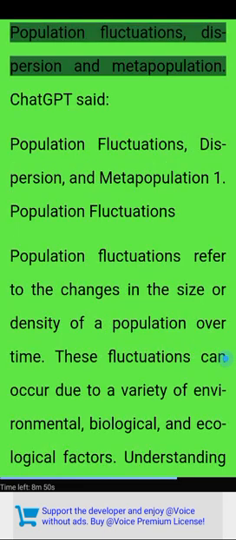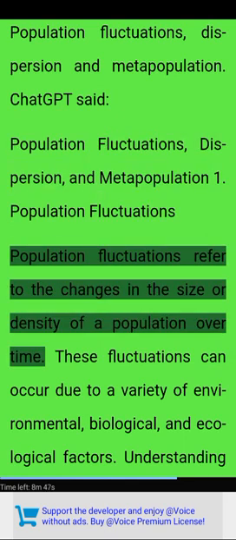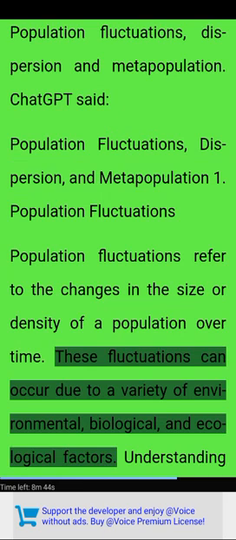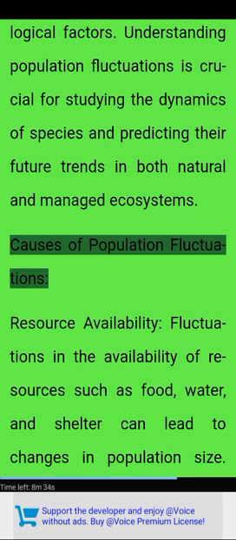Population fluctuations, dispersion, and metapopulation. 1. Population fluctuations. Population fluctuations refer to the changes in the size or density of a population over time. These fluctuations can occur due to a variety of environmental, biological, and ecological factors. Understanding population fluctuations is crucial for studying the dynamics of species and predicting their future trends in both natural and managed ecosystems. Causes of population fluctuations.